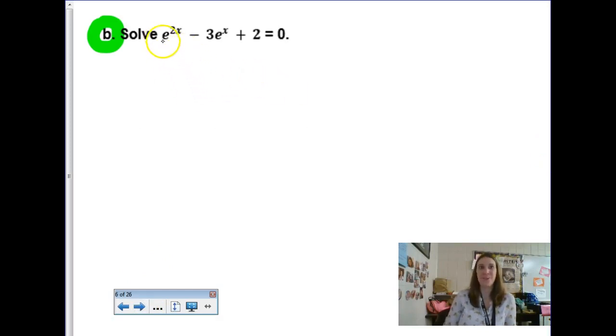Oh, this is a fun one. So it's actually a quadratic. So what we're going to do is a little u substitution. So why don't we let u equal e to the x power. Anytime I see an e to the x power, I'm going to replace it with a u. So for instance here, this is really u squared, because e to the x power squared is e to the 2x. And then minus 3 times u plus 2.